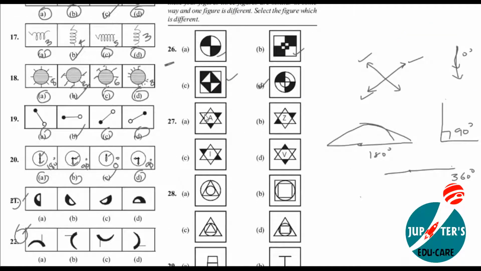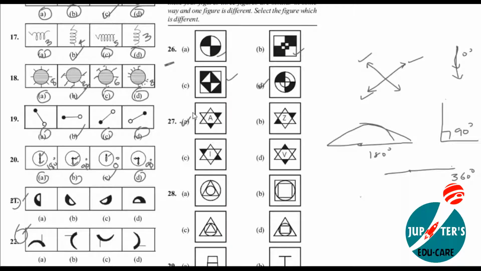Next, question number 27. In question number 27, option B, both shaded areas are opposite to each other. In option C also this shaded area is opposite to each other. In option D, this shaded area is opposite to each other. But in case of option A, this shaded area is not opposite to each other. So option A is our answer.